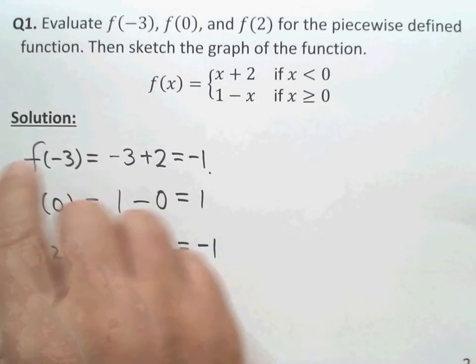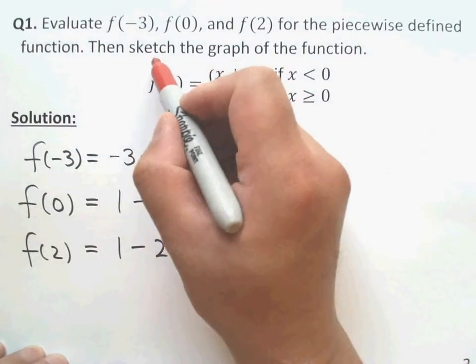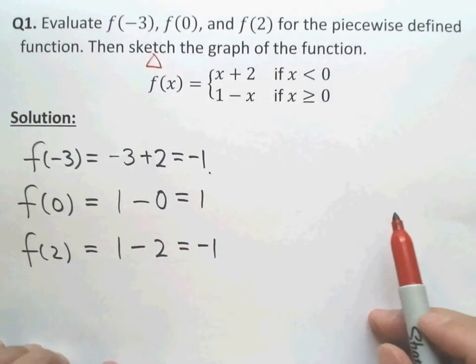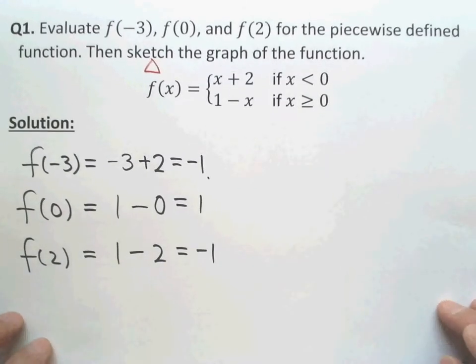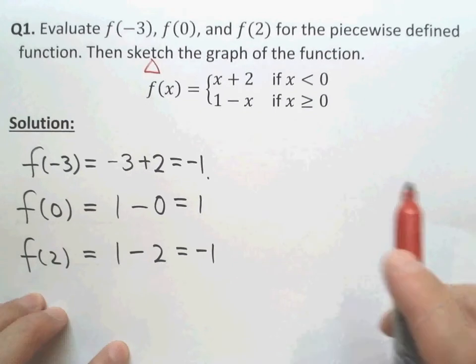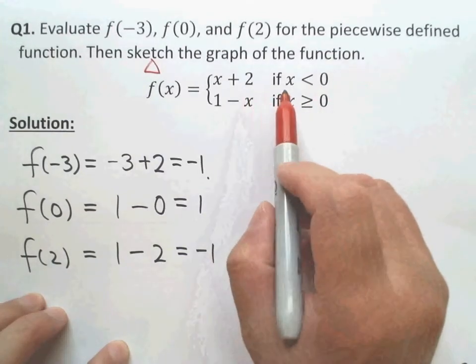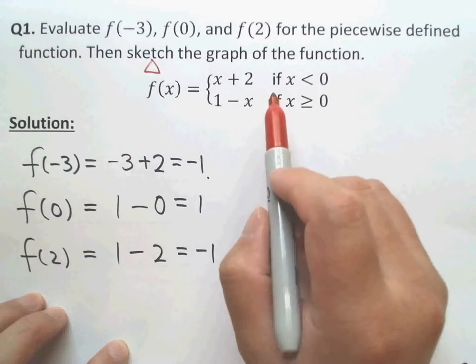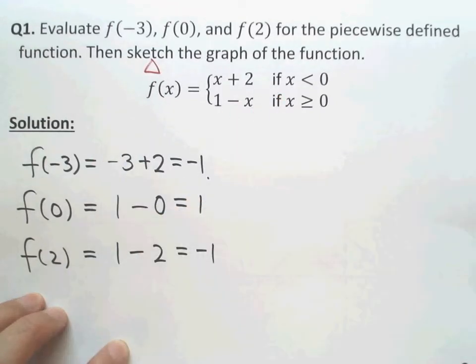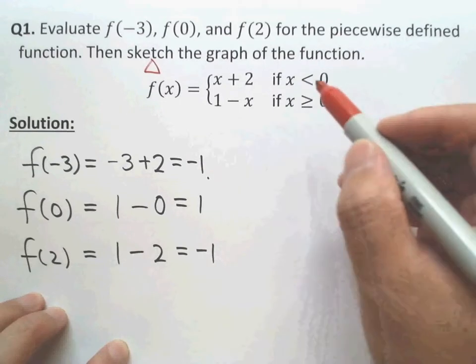The second part is to sketch the graph. You may say sketching the graph is complicated and you want to use the calculator. But this is a simple one, so you don't need to use the calculator. Why? Because each of the two parts of this piecewise function is a linear function. What is a linear function? Just a straight line, so it's very easy.